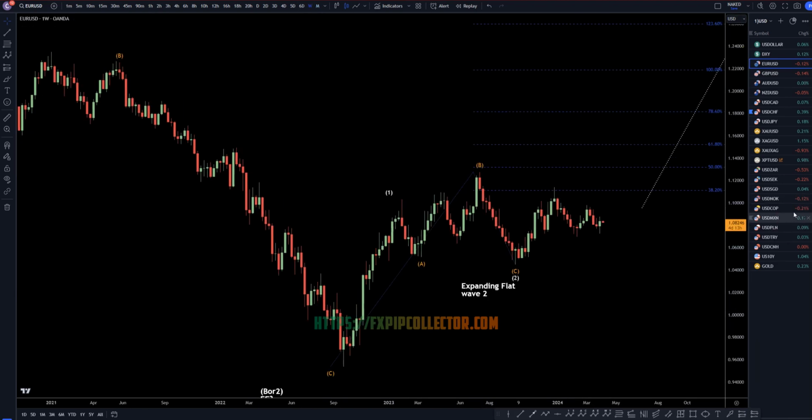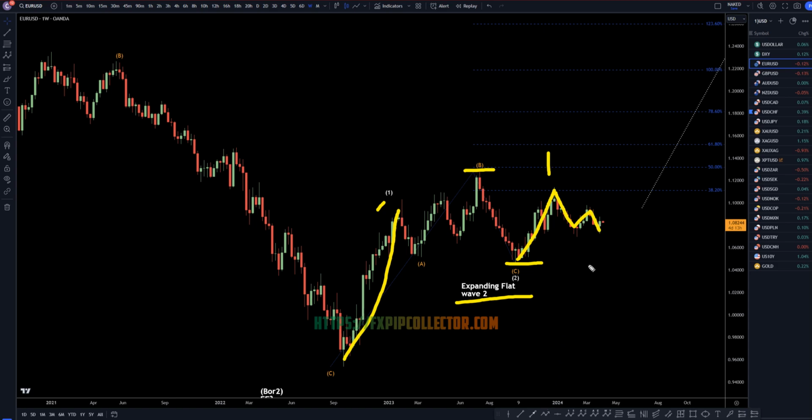Going down to the weekly time frame, I still think this first push up right here is a wave 1. Definitely still think this middle section right here is an expanding flat wave 2. Higher high wave B, lower low wave C definitely looks like an expanding flat. If that's true, that would make this right here a 1, and that would make this right here a 2.